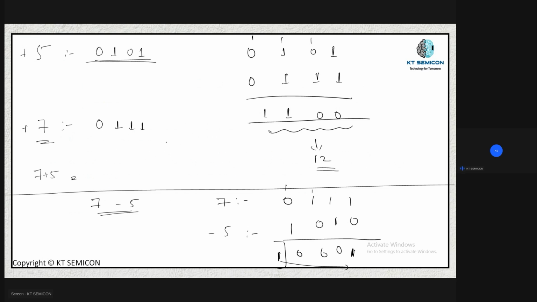I should add this carry to the LSB position. So this is my resultant, 0001, and I'm going to add plus 1, which was the carry previously. So what I'm going to get: 1 plus 1 is 0, giving 1, 1, 0, 0. This is my resultant. That is nothing but plus 2, and the resultant is a positive number. So this is how we are going to perform 1's complement addition and subtraction.